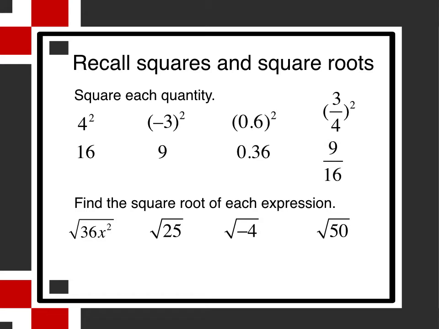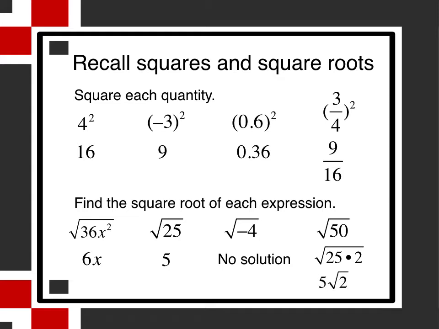When we take the square root of 36x squared, we're taking the square root of 36, which is 6, and then x. The square root of 25 is 5. There is no real solution from the square root of negative 4 because no number times itself equals negative 4. 50 is not a perfect square, but we can simplify it by rewriting it as the square root of 25 times 2. The square root of 25 is 5, radical 2.